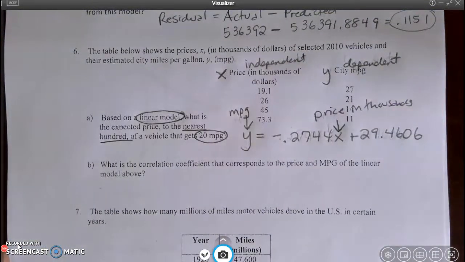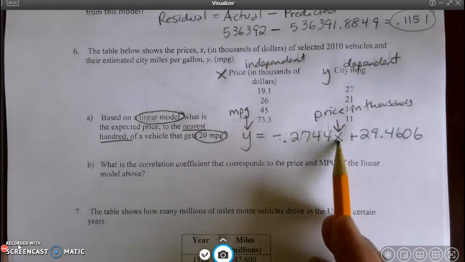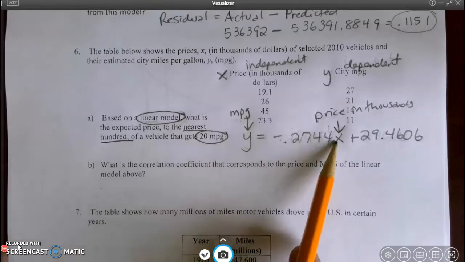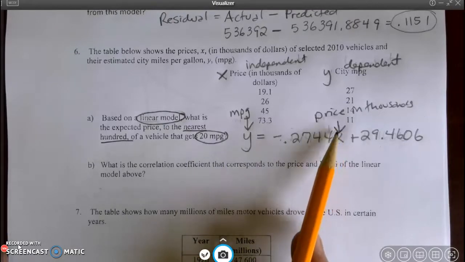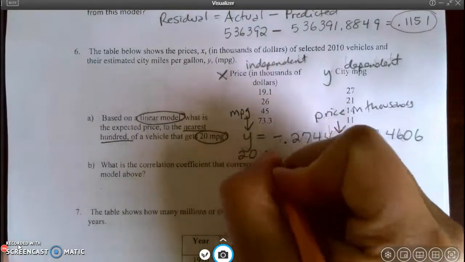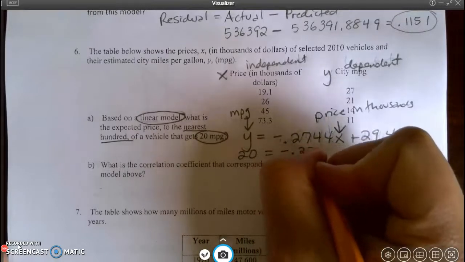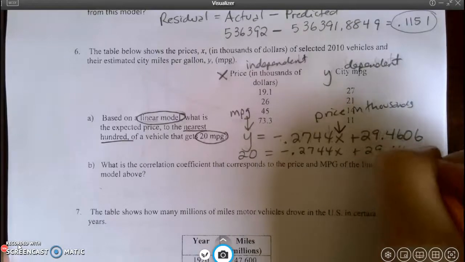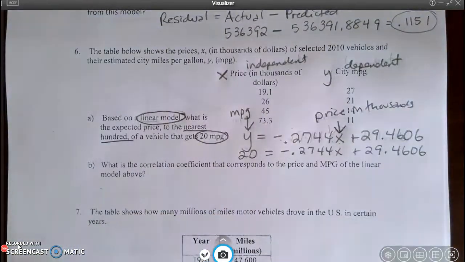All right, and it says based on the linear model, what is the expected price? So I'm actually trying to find X for a vehicle that gets 20 miles per gallon. I'll tell you right now, this is one of the most missed problems every year on the test. Everyone just puts the 20 in for X. But 20 is not the price in thousands, it's the miles per gallon, which means this is going to be 20 equals negative 0.2744X plus 29.4606. So what I'm going to do now is solve this equation.